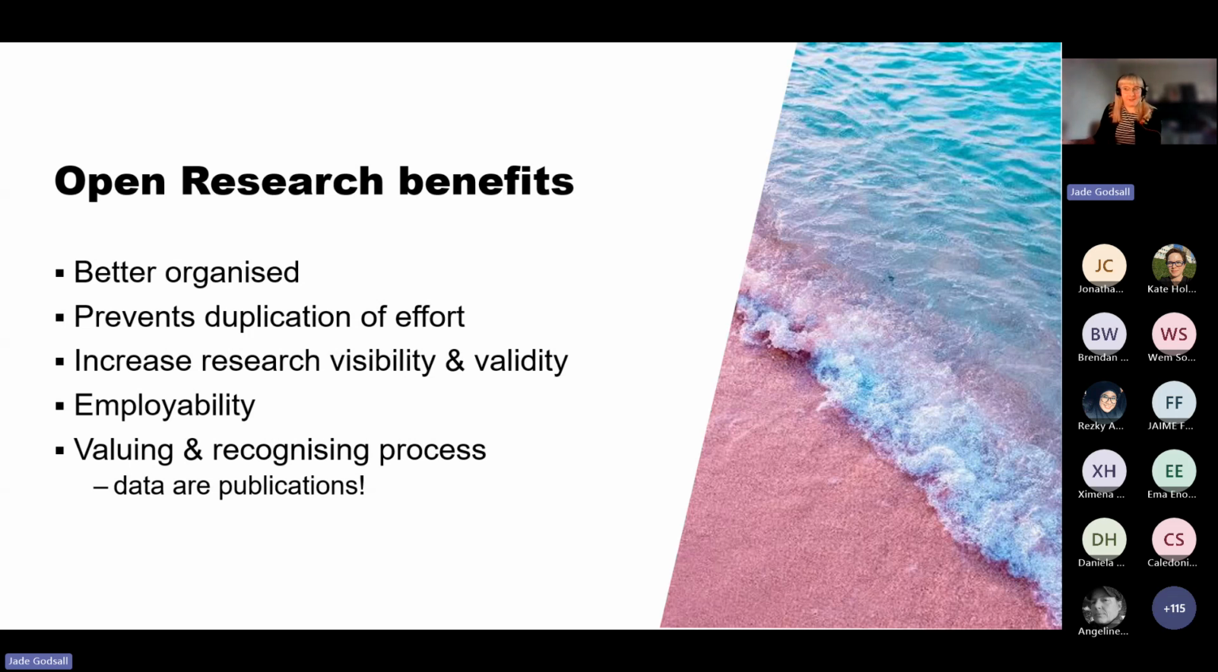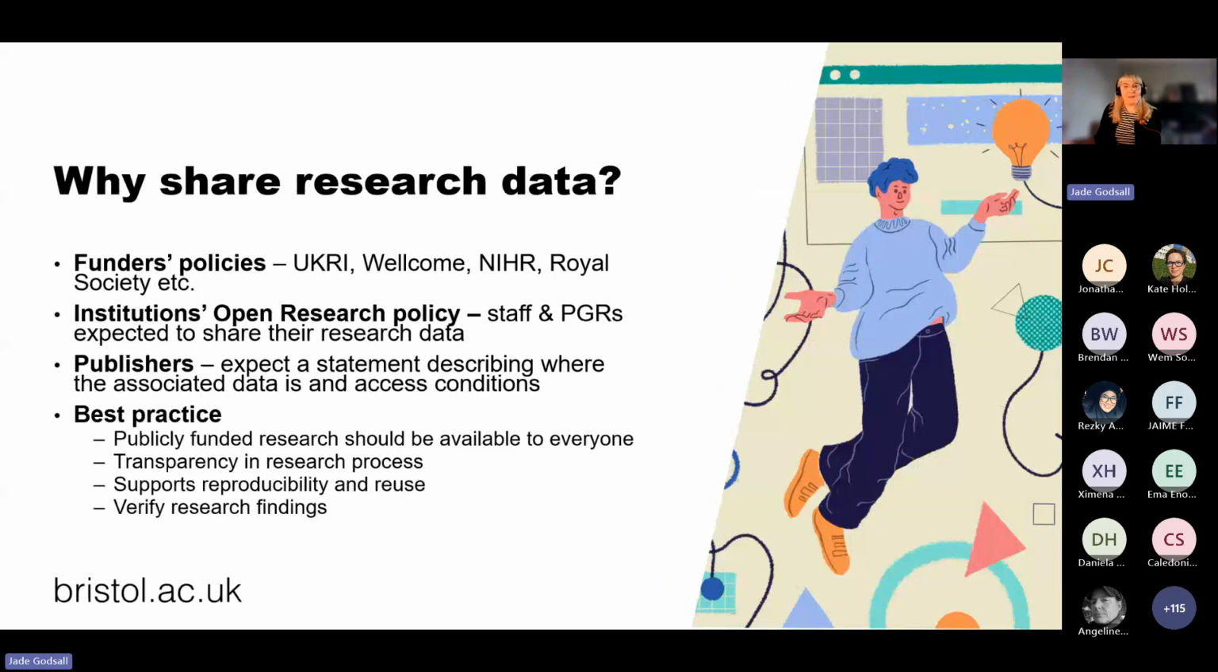So the main thing I hope you take away today is that datasets are publications too. Please put them on your CVs and shout about them. So why should we share research data? You'd kind of have to also.